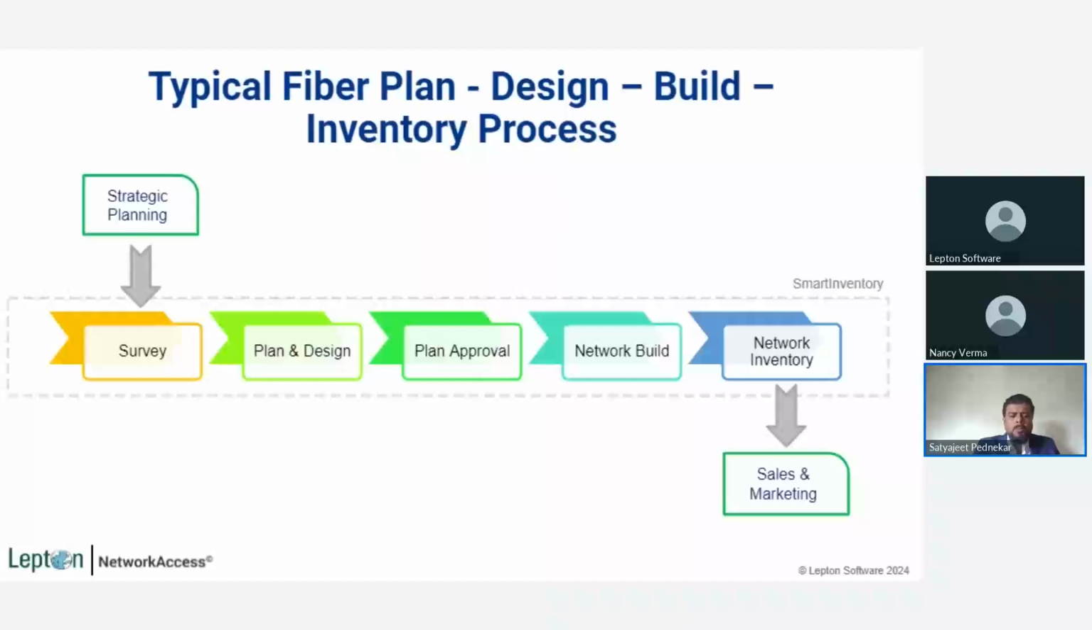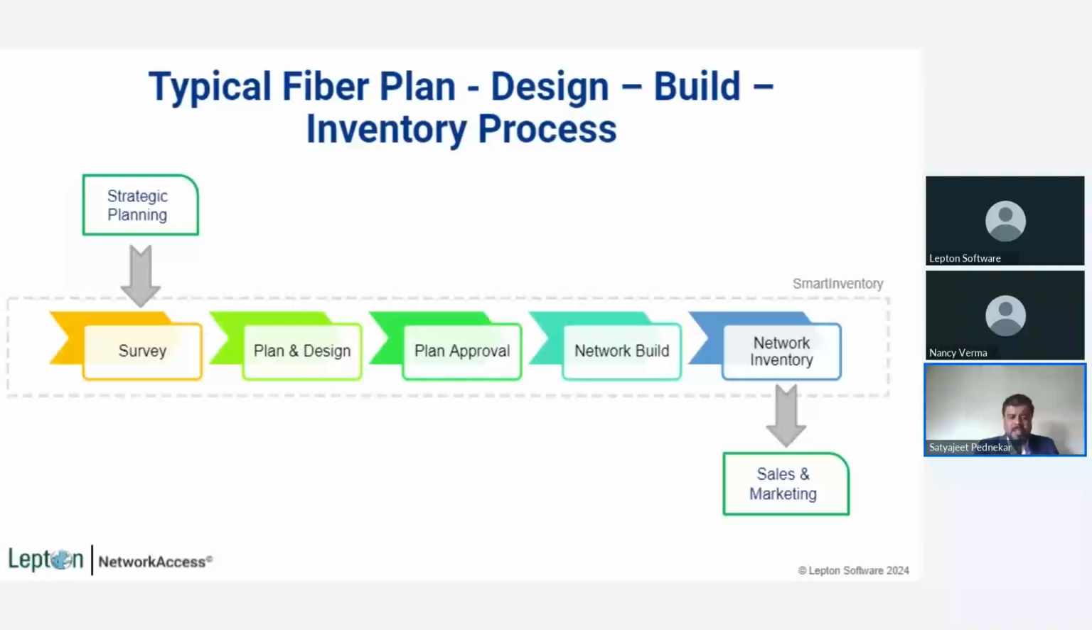So let's come to the typical fiber ecosystem where the different stages are covered. The typical fiber lifecycle management starts from survey, plan, design, build, and inventory. These are the different stages as per the process. As per the business logic, the organization does some strategic planning and gives the input to the planning team to expand the network into that particular area. That is the starting point of the survey for the planning team.